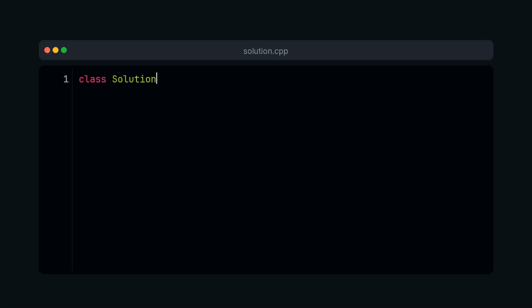Now let's implement the optimal solution in C++. I'll write it out step by step so you can follow along.